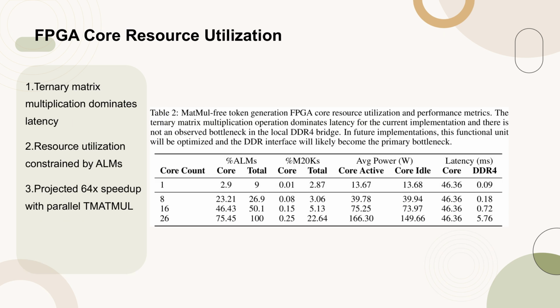Table 2 presents the resource utilization and performance metrics of the MatMul-free token generation FPGA core. The data indicates that the ternary matrix multiplication operation significantly impacts latency. The core's resource utilization is primarily limited by adaptive logic modules, ALMs, not on-chip memory. Future optimizations aim to improve the DDR interface and parallelize the TMATMUL functional unit, projecting a 64x speedup. This table is crucial for understanding the current bottlenecks and potential improvements in the core's performance.